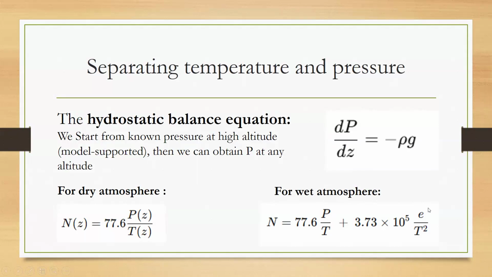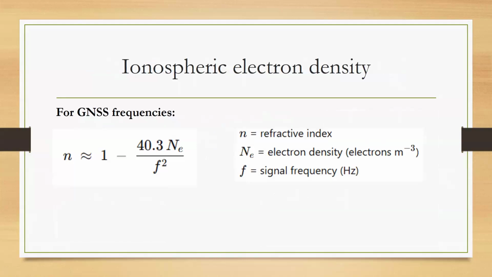I was just going to mention that here we're separating the temperature and the pressure. How we normally estimate the water pressure is from models or from other lower atmosphere measurements. The water pressure is estimated from there, and then we can derive the pressure and the temperature from the refractivity, and more appropriately estimate the humidity.